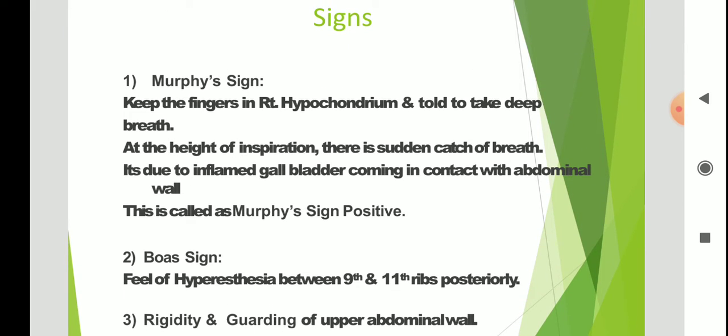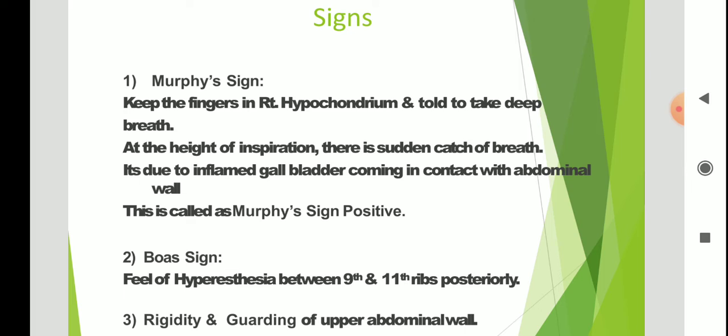Signs. More importance is given to clinical examination here, more expressed in the surgery department. The Murphy sign: keep the fingers in the right hypochondrium and the patient is told to take a deep breath. At the height of inspiration, there is a sudden catch of breath. Why? It is due to the inflamed gallbladder coming in contact with the abdominal wall. This is called Murphy's sign positive.